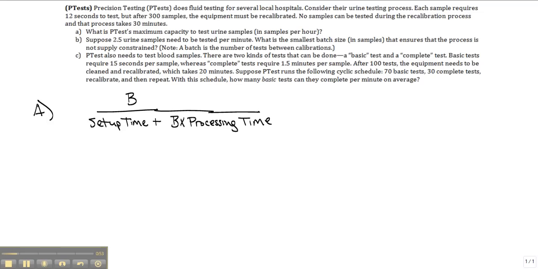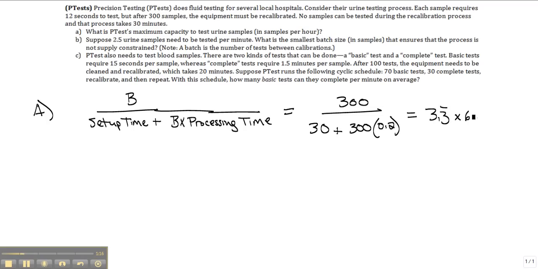Plugging these values into the equation, we have 300 over 30 plus 300 times 0.2, or 12 over 60. That is equal to 3.3 samples per minute, or if you multiply that times 60, we have 200 samples per hour.